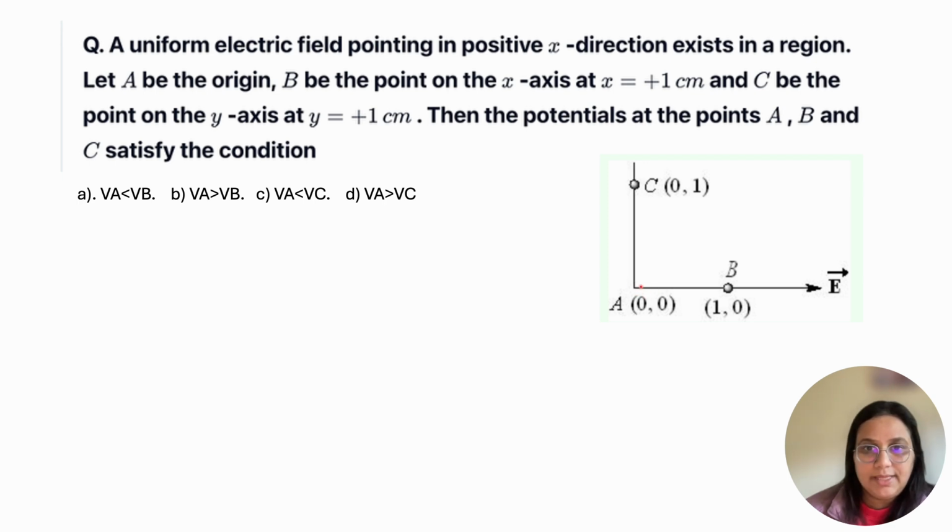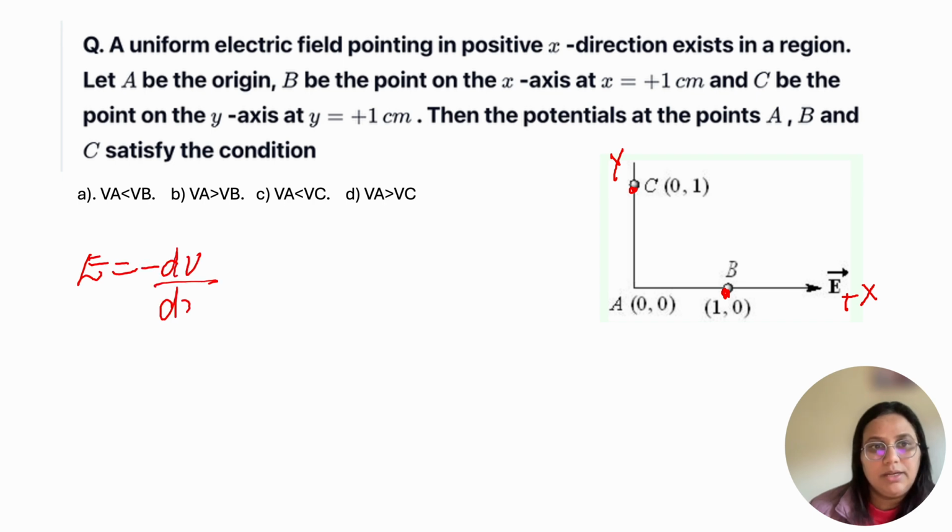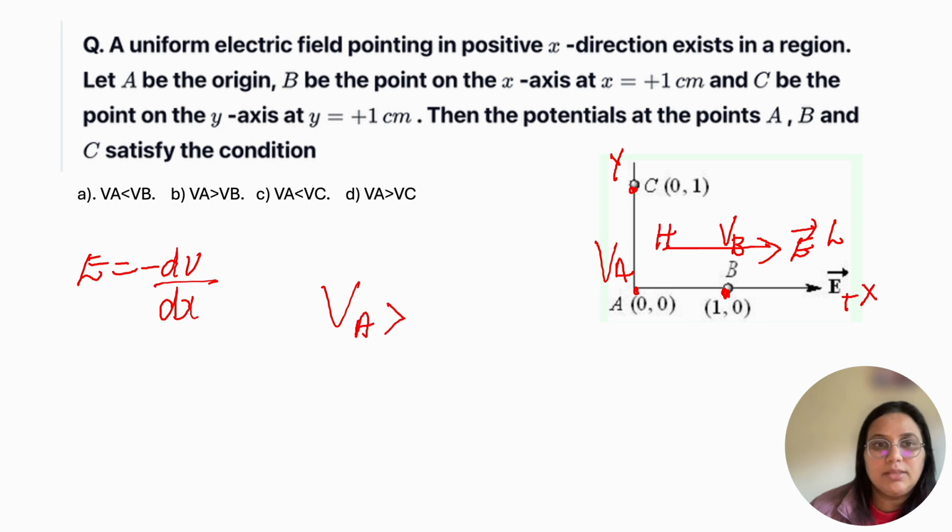We know that the point A is at the origin, that is 0. B is located at a point plus 1 centimeter from A, and C is located at a point plus 1 centimeter on the y-axis. As we know, the electric field is along the positive x-axis, that is given in the question, and electric field is minus dV divided by dx. So electric field is from the origin to the positive x direction. So it is always from the high potential region to the low potential region. So if you calculate the potential at A and the potential at B, VA is greater than VB. So the correct option is B.